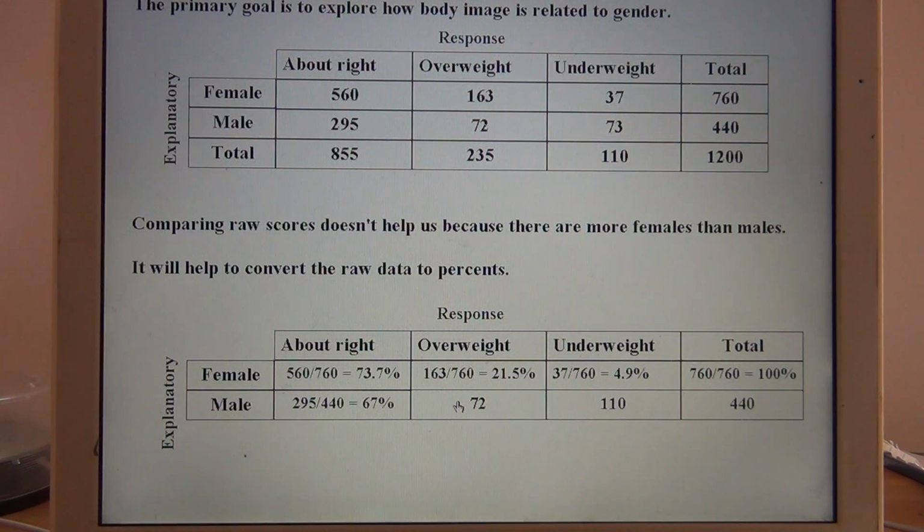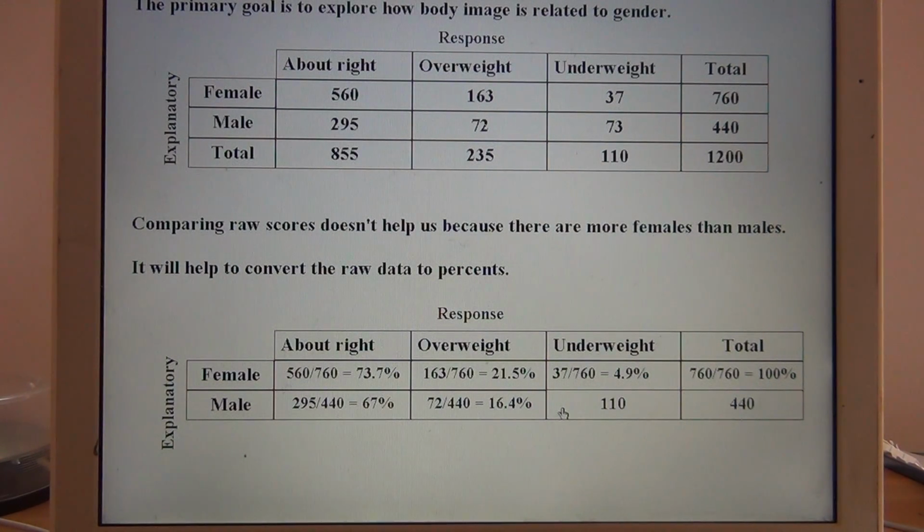Let's take the males who saw themselves as overweight. You take the total number of males who saw themselves overweight, which is 72, divided by the total number of males, 440, times 100, which gives you 16.4% of males who saw themselves overweight.